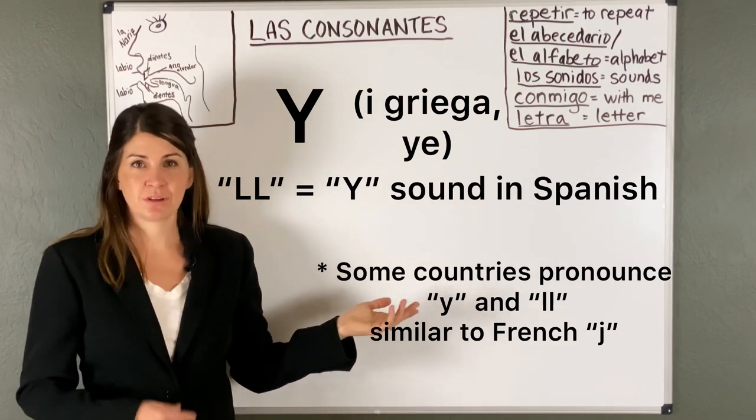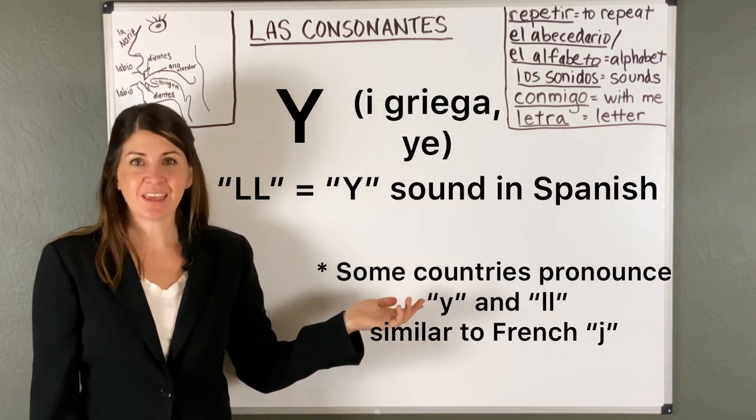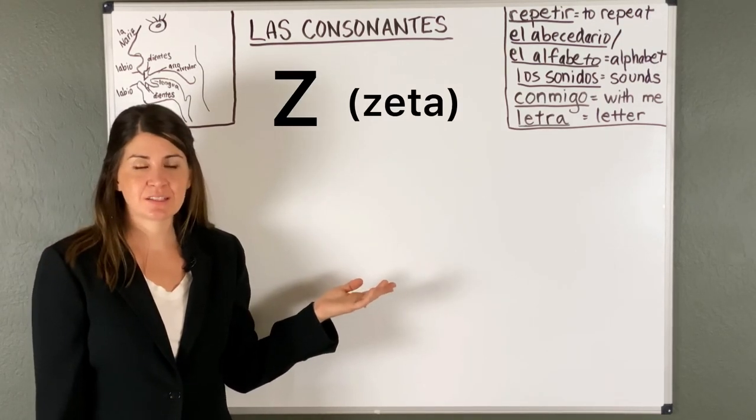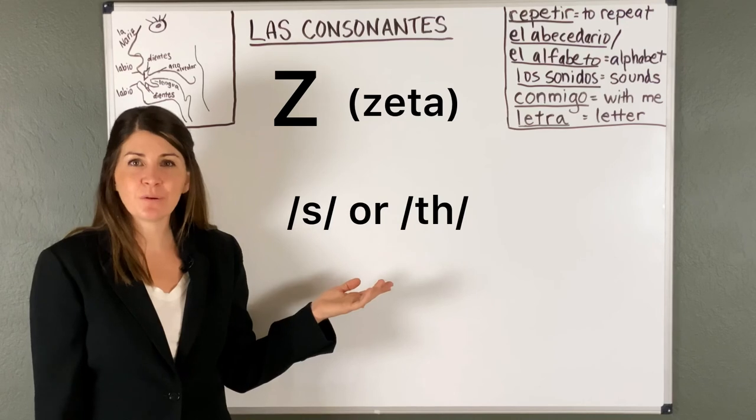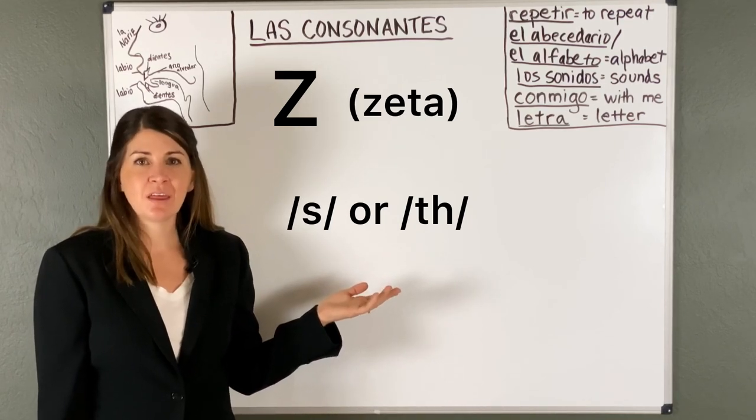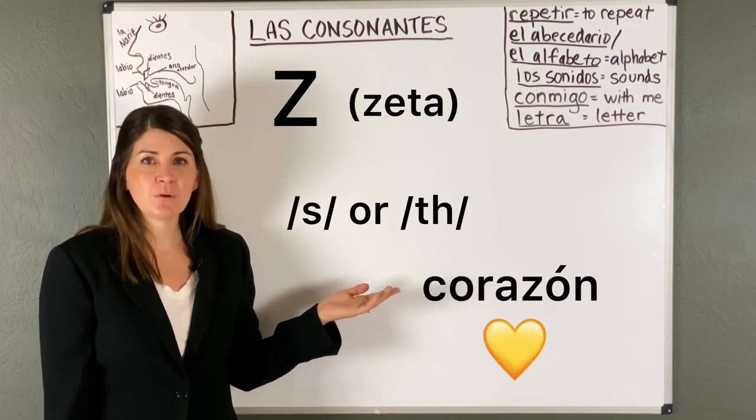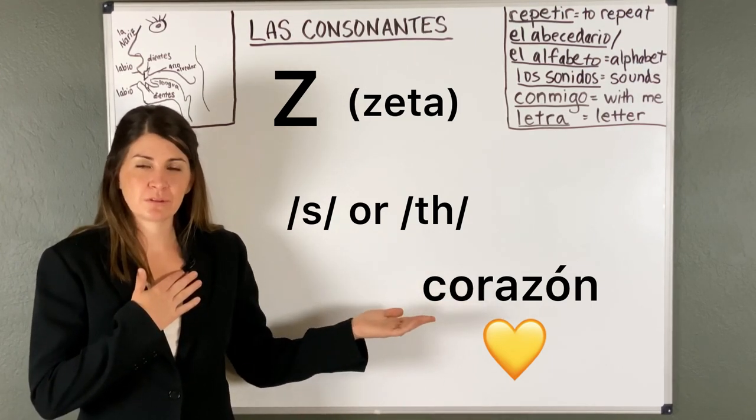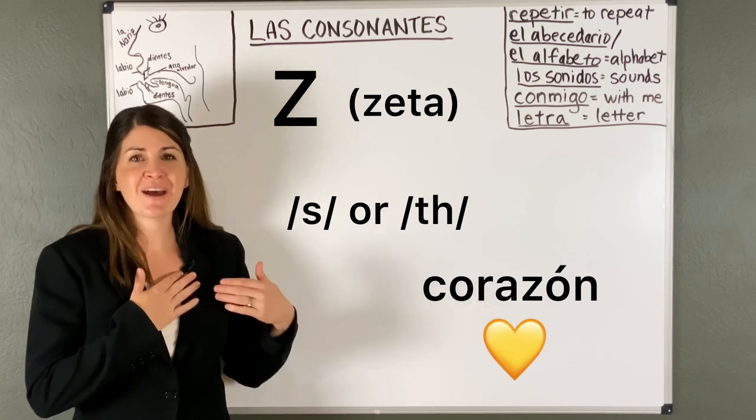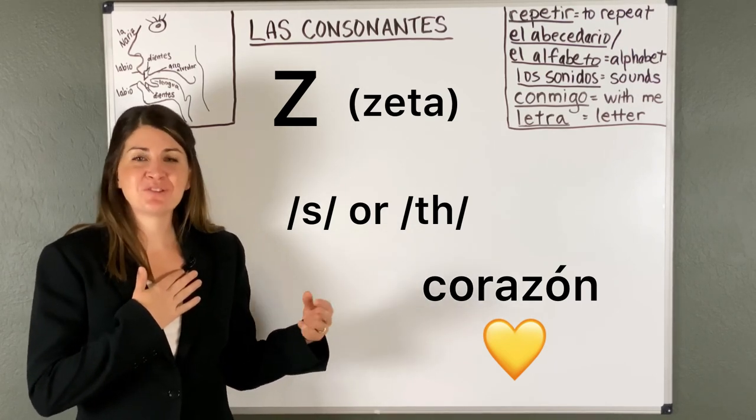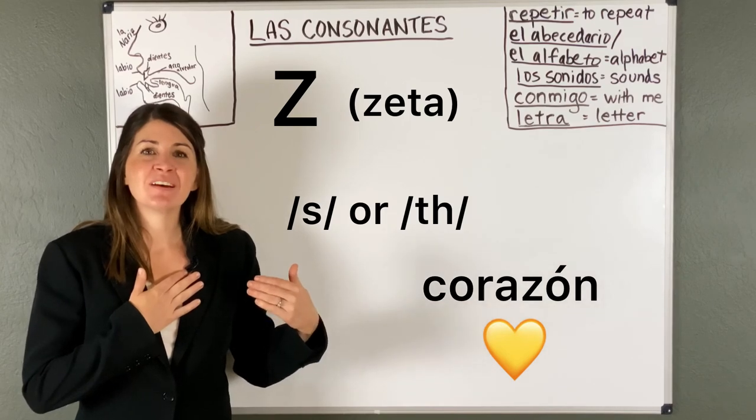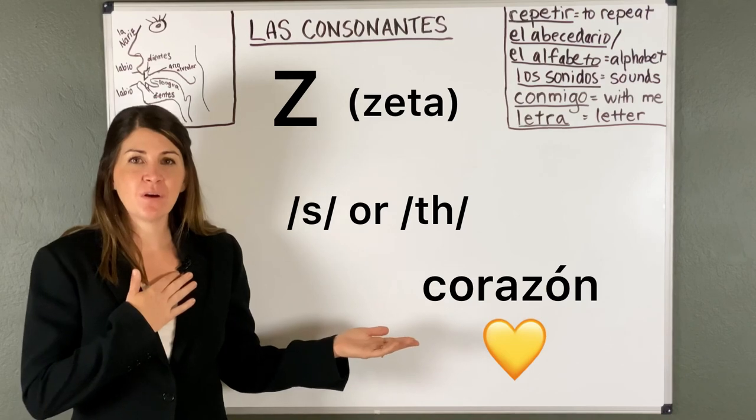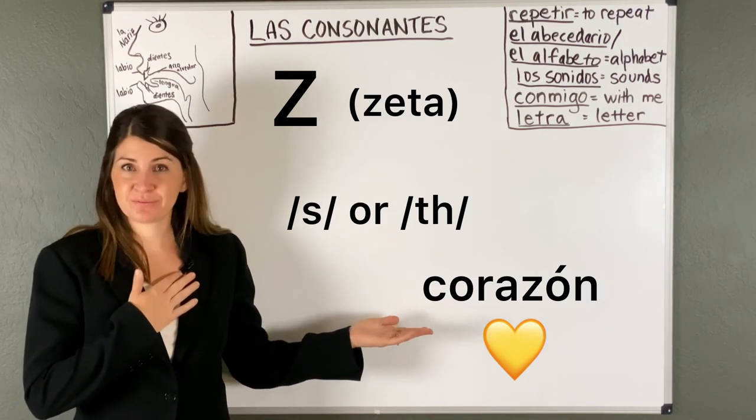Y, similar to the Y sound in English. Yo. Y por fin, la Z. La Z in Spanish is the S sound, or in Castellano, in Spain, the th sound. Corazón. O en España, corazón. Now, I'm not from Spain, so this is my best attempt to show you as close as I can what that would sound like. Corazón.